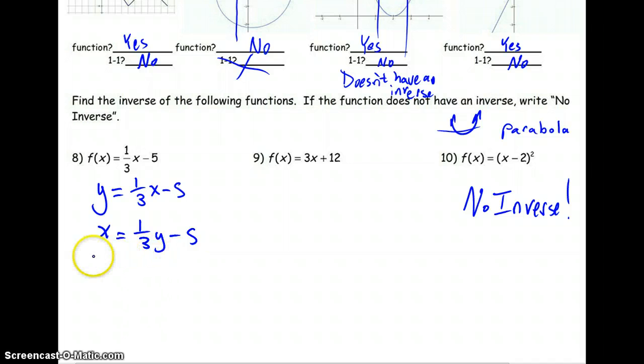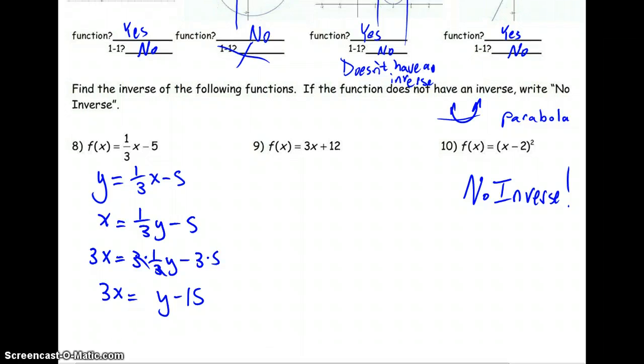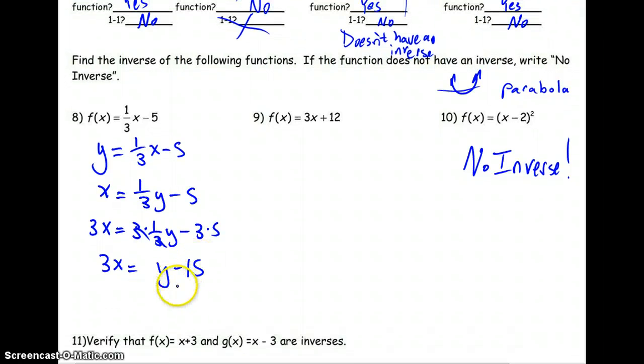Tell you what, let's multiply everything by the least common denominator like we did at the bottom of the front page. We'll have 3x is equal to y minus 15. Very quickly, we could just add a 15 to both sides. We'll have 3x plus 15 is equal to y. Well, what is that really? Well, f inverse is equal to 3x plus 15.